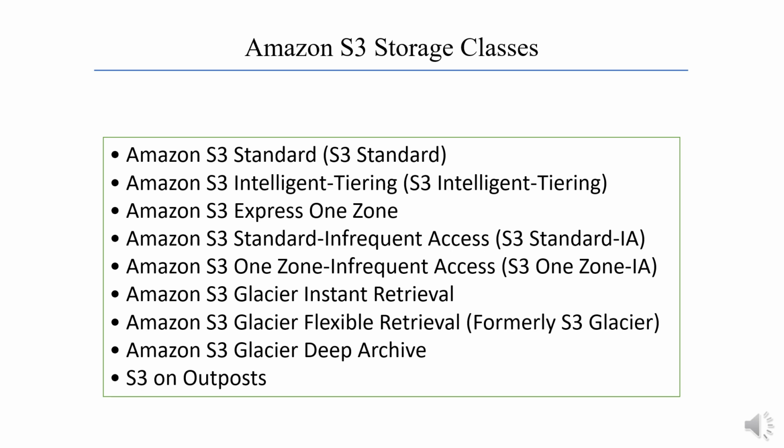S3 on Outposts delivers object storage to your on-premises AWS Outposts environment. It provides a single Amazon S3 storage class named Outposts, which is designed to durably and redundantly store data across multiple devices and servers on your Outpost. Ideal for workloads with local data residency requirements and to satisfy demanding performance needs by keeping data close to on-premises applications.